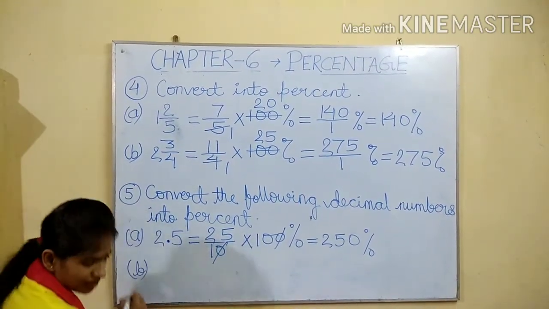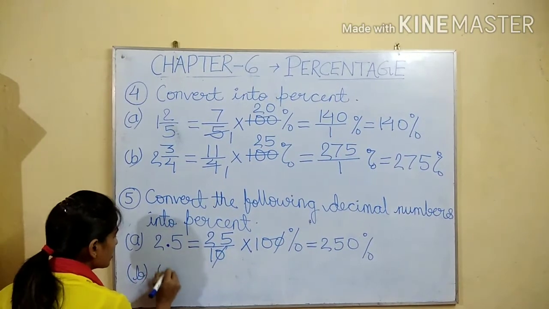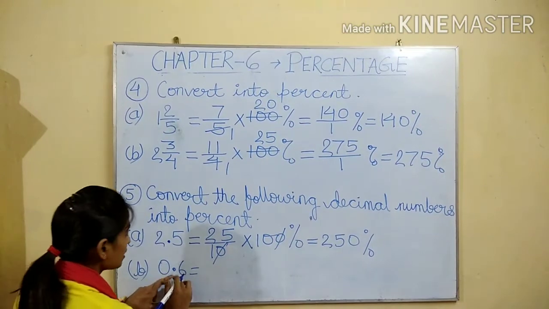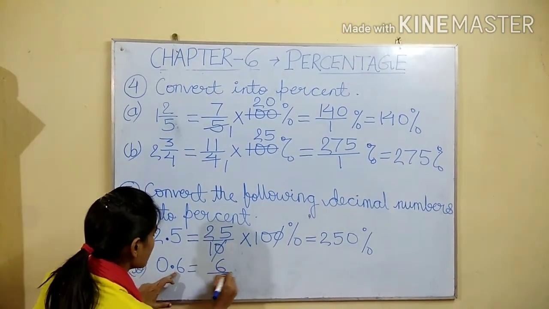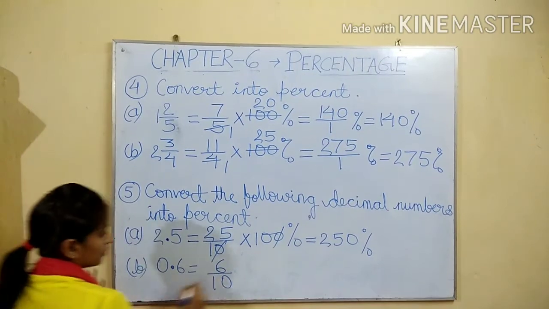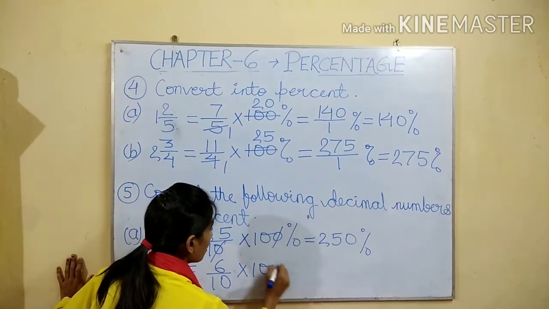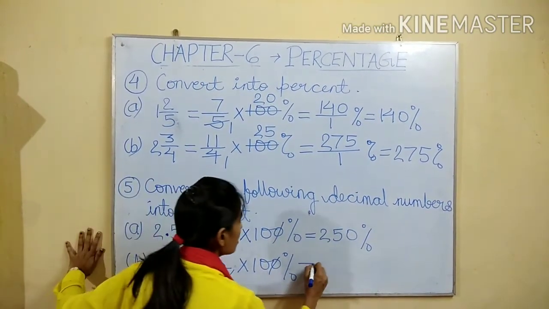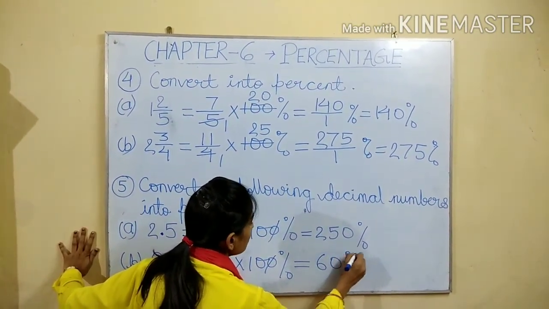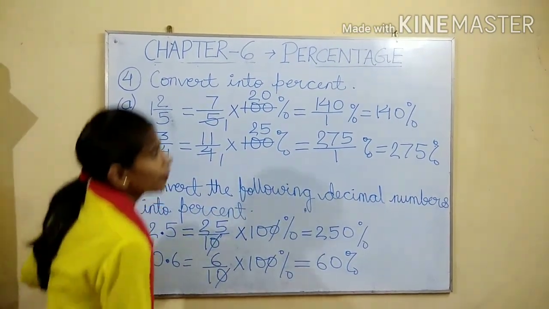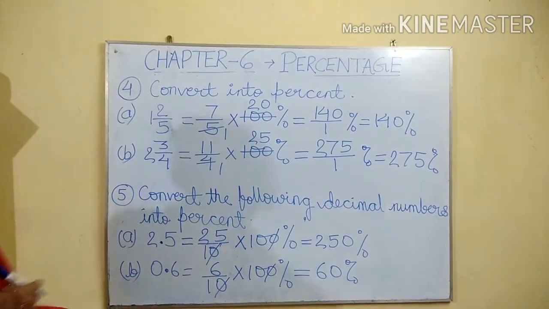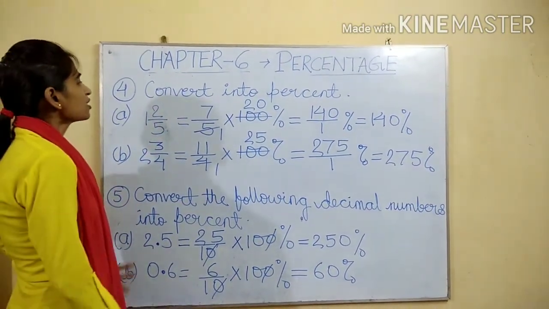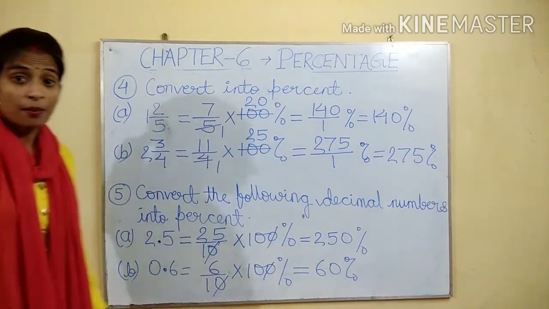One more example. The second example is 0.6. So what we will do? Change into a fraction. 6 by 10 into 100%. 0 cancels. The answer is 60%. So I hope you all understand this one. Okay, you practice it well and note this down in your maths notebook.